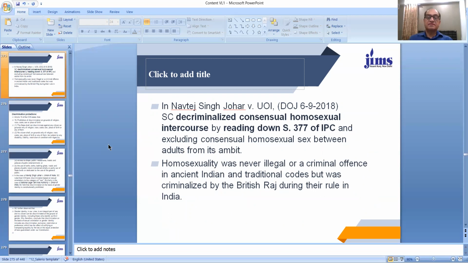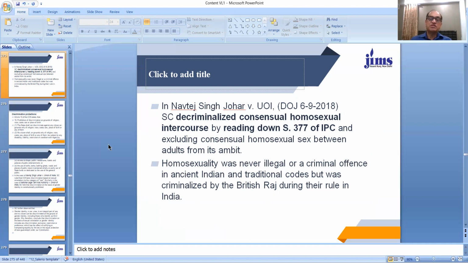This is the name of the case where the Supreme Court decriminalized consensual homosexual intercourse by reading down Section 377 of IPC. The name of the case is Navtej Singh Johar versus Union of India. Section 377 was declared unconstitutional, but excluding consensual homosexual sex between adults from its ambit, meaning thereby that consensual homosexual sex between adults is outside the ambit of Section 377 of IPC.